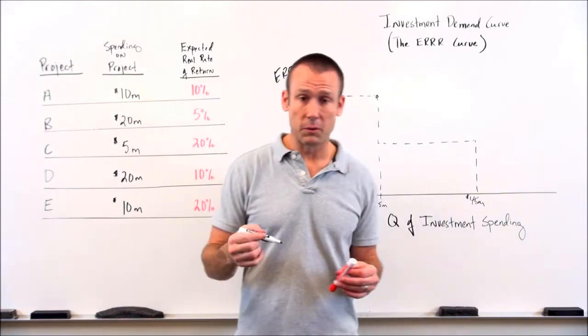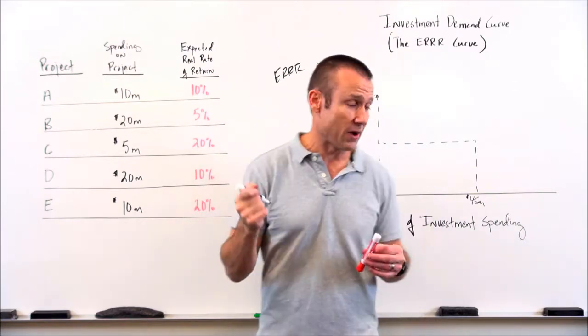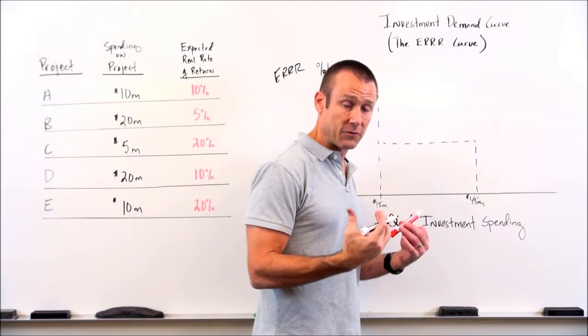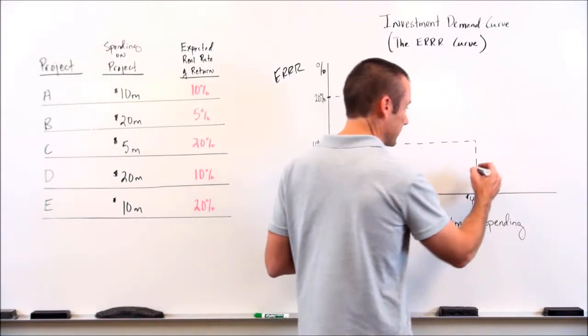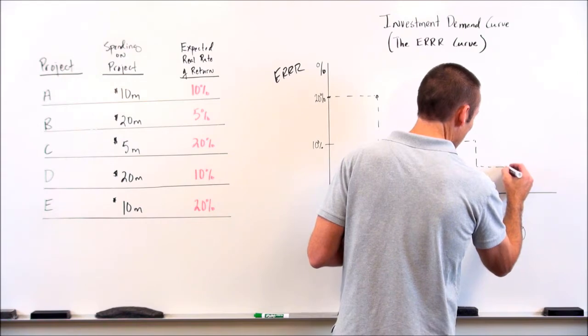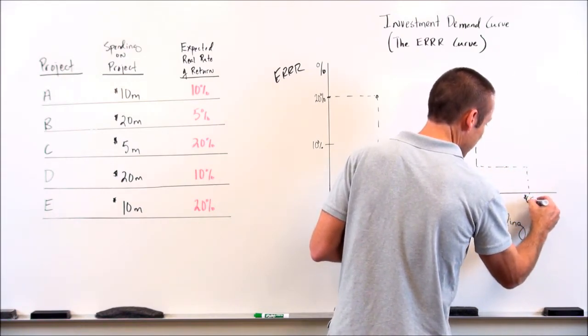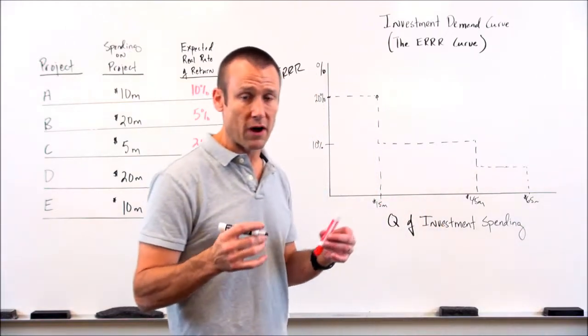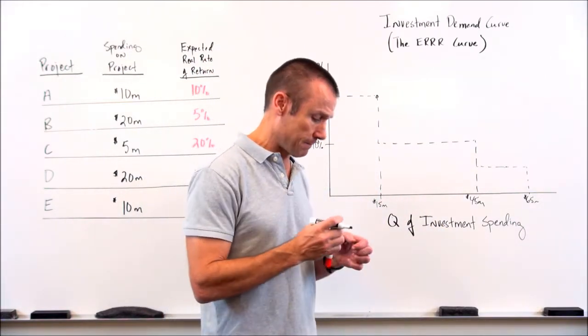The final coordinate I'm going to put on the graph is for this project, Project B, with an expected real rate of return of 5%. The lowest benefits for doing this project, right? The business is going to get the smallest benefits for this project. They will only do this project if the interest rate drops below 5%, okay?